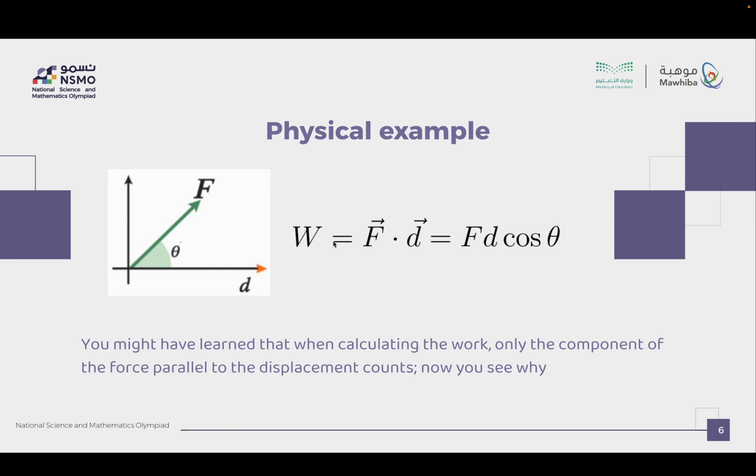Let's see an example of where we use this in physics. You might have learned that when calculating the work, only the component of the force parallel to the displacement counts. This is because, in fact, the work is the dot product of the force and the displacement. So the work is the dot product of the force vector and the displacement vector. So expressing it with the magnitude of the force and the magnitude of the displacement, there is an extra term of cosine of the angle between them. So here cosine theta, where theta was the angle between these two vectors.